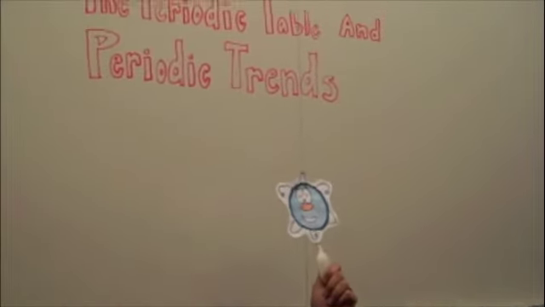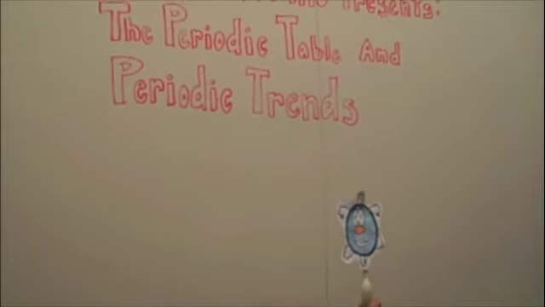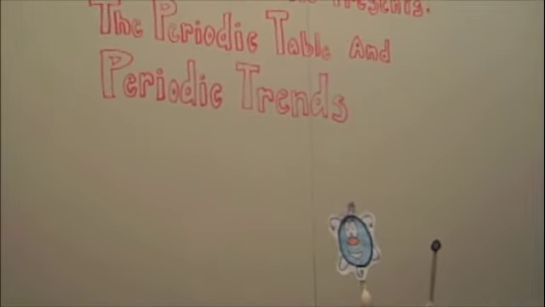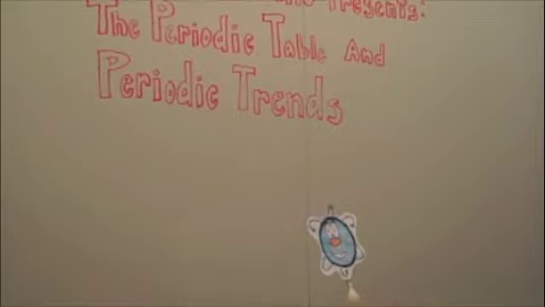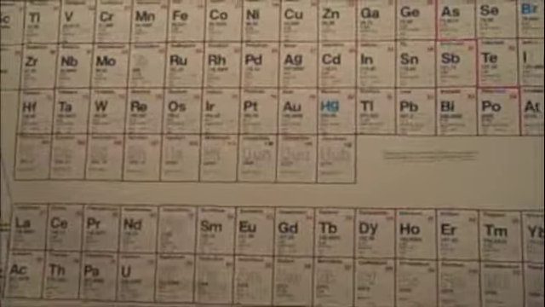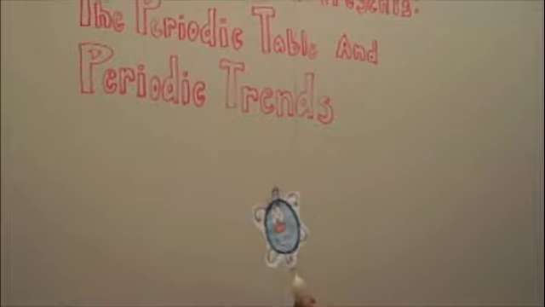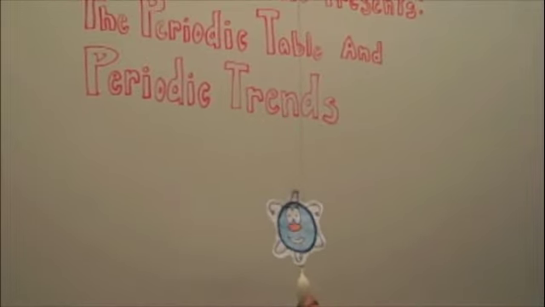Finally, let's talk about electronegativity. This is the tendency of atoms to draw electrons towards themselves. Electronegativity increases from top to bottom and from left to right. I happen to be the most electronegative element. Look how I can steal this electron.